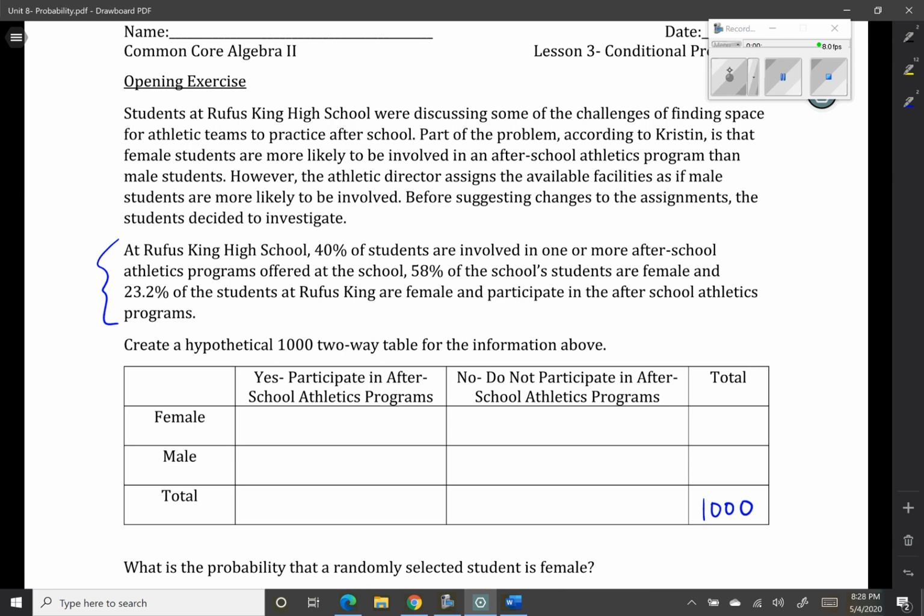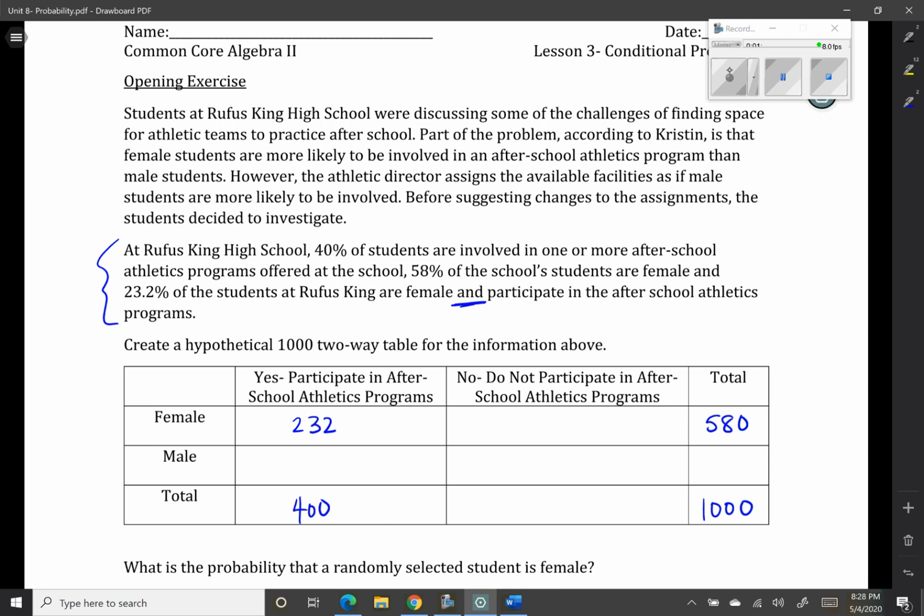It says 40% of students are involved in one or more after-school activities. That's total people participating in sports. 40% of 1,000 is 400, so we'll put 400 in that first column's bottom box. It then says that 58% of the students are female, so that would be 580 of this hypothetical 1,000 table. And it says 23.2% of students are female and participate in after-school activities. All right, so that is talking about just this box here, so that would be 232 people.